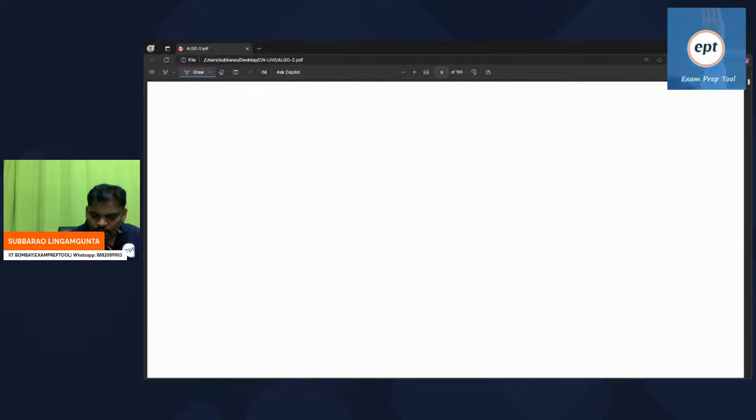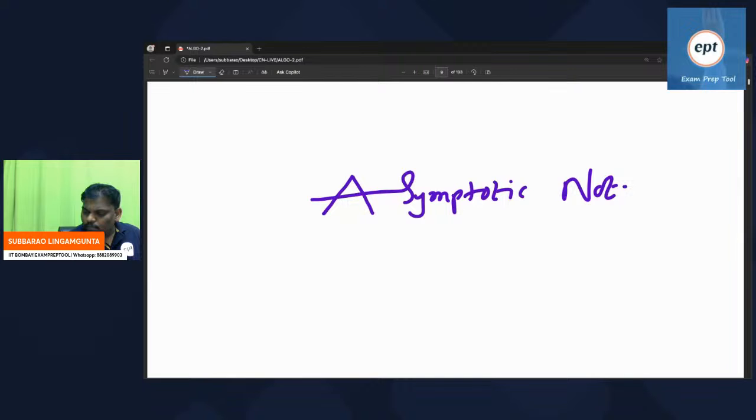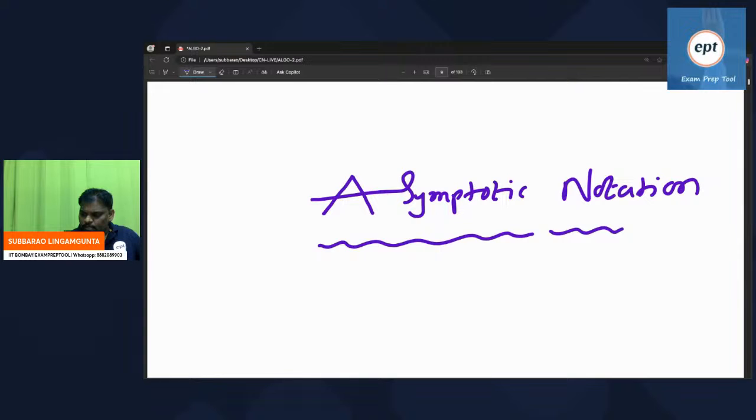The name is asymptotic notation. Right? The next chapter is asymptotic notation. We'll discuss this one now. Asymptotic notation is the next topic. Yeah, we can go for that.